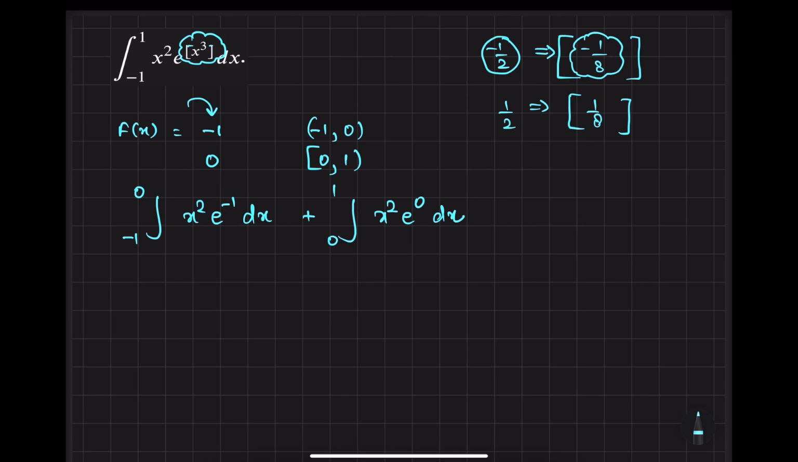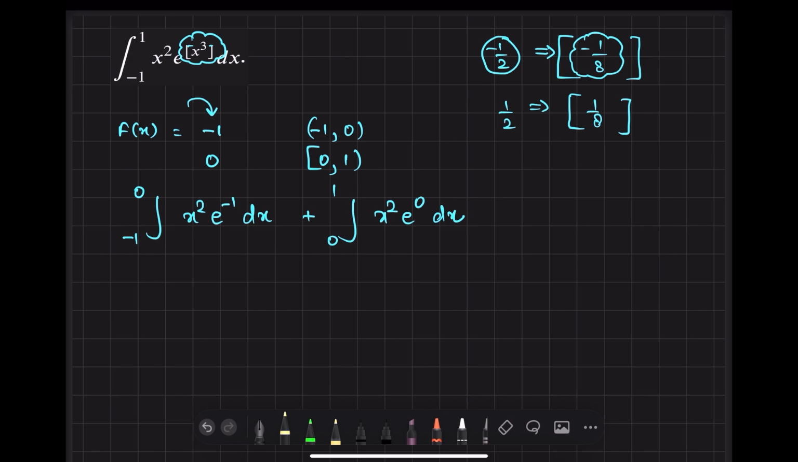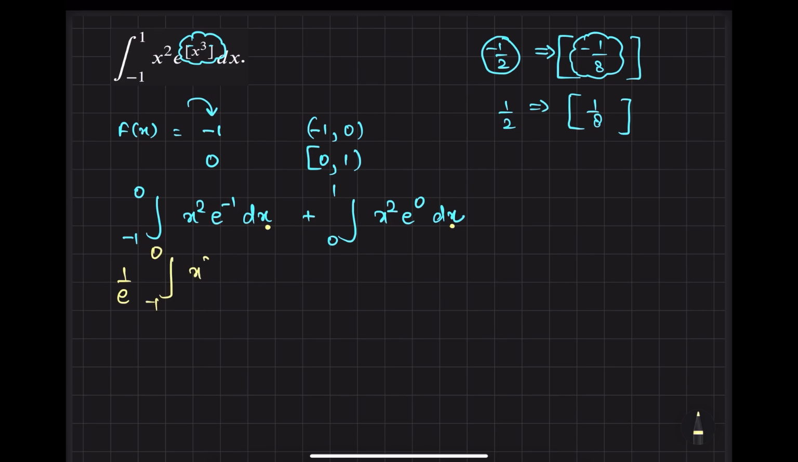Now let's simplify things. You know that the variable function is x, so everything except x will become constant. So can I take e power -1 common? It's a constant, no? So I can take that thing outside. So we have integral from -1 to 0 of x square dx plus integral from 0 to 1 of x square dx.